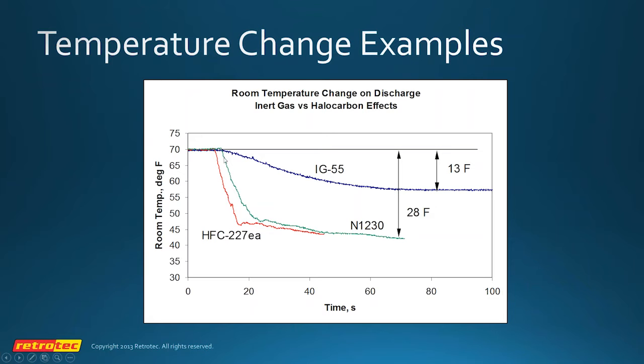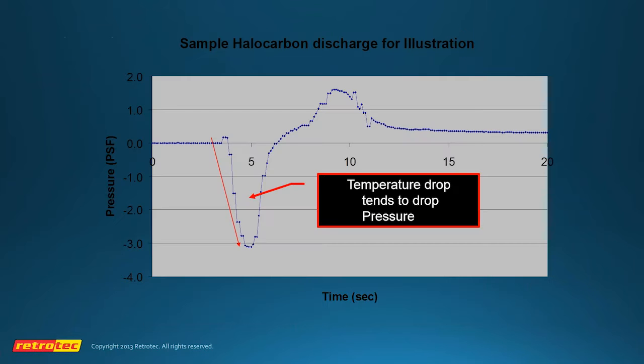Compared to an inert IG55 that's only dropping 13 degrees over, let's say, 60 seconds, the halocarbons are dropping 25 degrees in about 5 seconds. So it's the rate of temperature drop that's causing the negative pressure pulse. This particular one, I believe, is a NOVAC curve, a very short, sharp, negative pressure spike, followed by a bump.